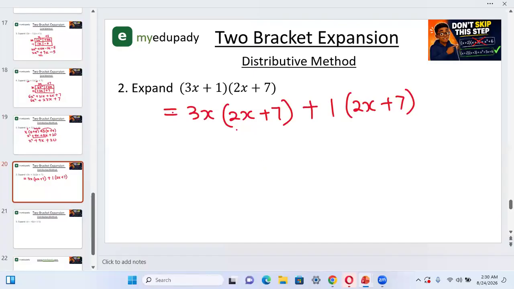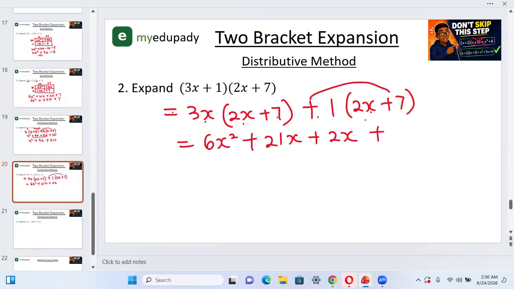So we expand this. And what is 3x times 2x? That gives us 6x squared, plus 3x times 7 gives us 21x. Then plus 1 times 2x gives us plus 2x. Then plus times plus is a plus, and 1 times 7 will give us 7. So this gives us 6x squared. Now these terms are similar. So plus 21x plus 2x will give us plus 23x and plus 7. And this is the answer to our question. We cannot simplify further because the terms we have are not similar.